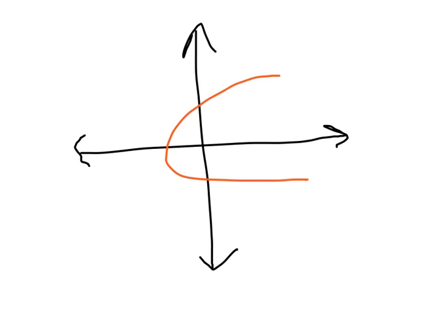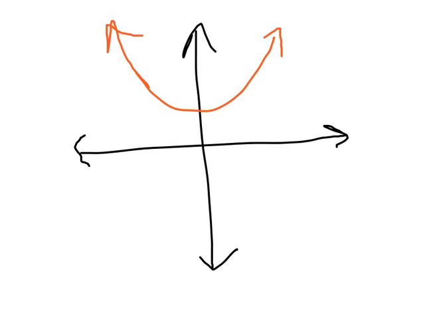Is this graph linear? No, because it's not a line. Is it a function? No, because for this input, we go up to that and down to that. Same thing for this input right here. For your one x value, there's more than one y value. Is this graph linear? No, it's not a line. Is it a function? Yes, for every x value, there is only one y value.